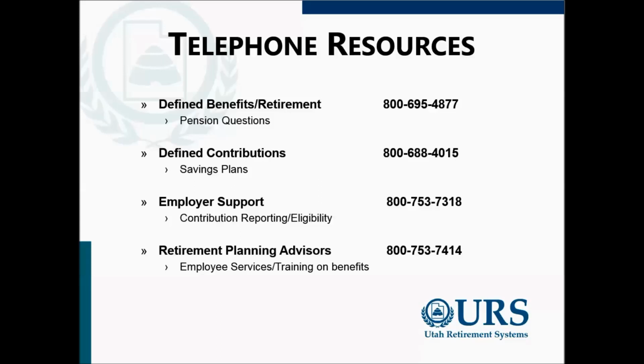Again, here are some phone numbers for you. If you have additional questions, if you've had your pad and paper out and you've got questions you need to have answers to, you are more than welcome to email me or call me. My direct phone number is 801-366-7493. My email address is Beverly.Snyder, that's SNYDER, @urs.org.